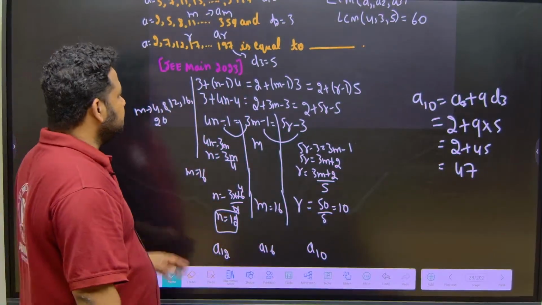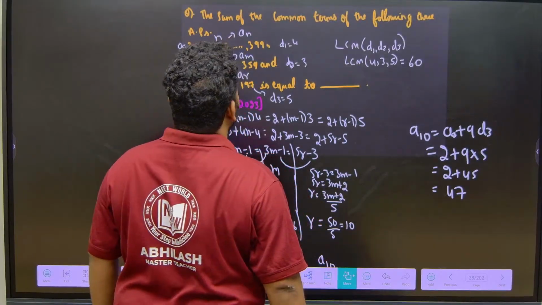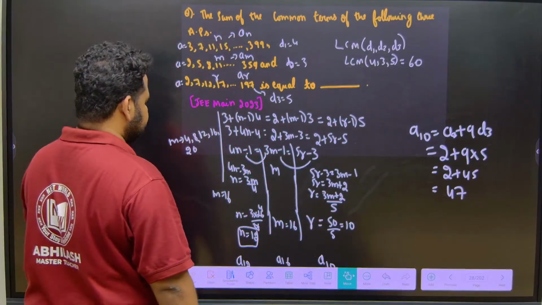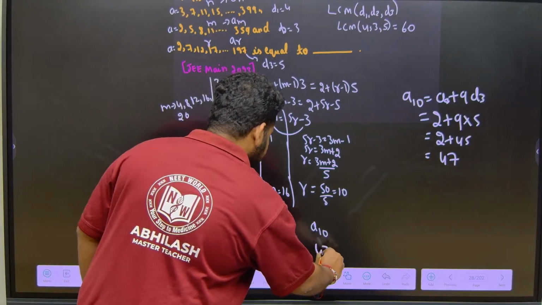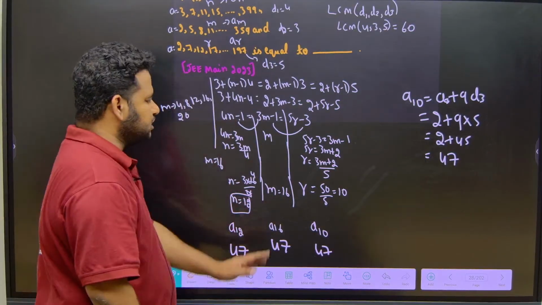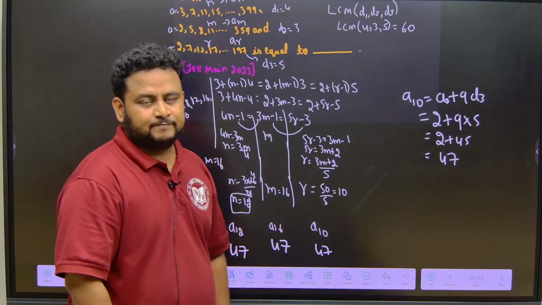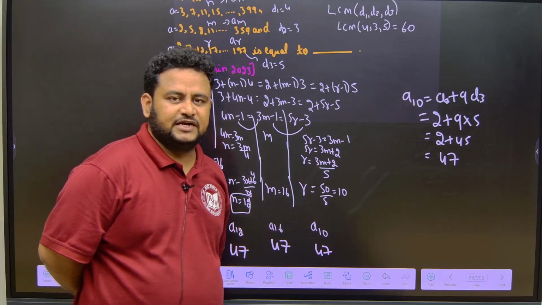So what will happen? I have to add all of this. They are telling us the sum of the common terms of the following three APs. Sum of the common terms. So if A10 here is 47, A16 will also be 47, and this will also be 47. So if I add all this, what I will get? That is 47 into 3. 40 into 3 is 120. 7 into 3 is 21.